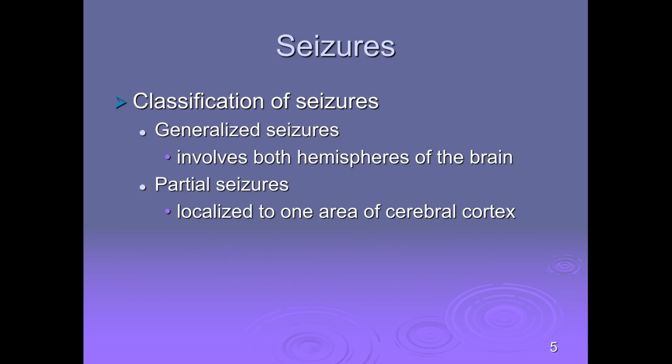There are two classifications of seizures. You have a generalized seizure, which involves both hemispheres of the brain. So the abnormality in the electrical discharge is in both hemispheres, whereas a partial seizure is localized to one area of the cerebral cortex. So that means that the abnormality in the electrical discharge is only in one area of the brain.